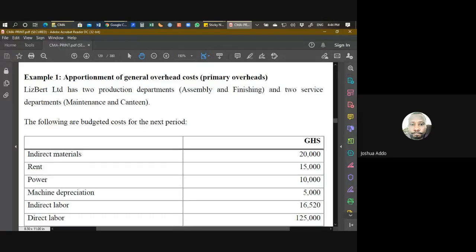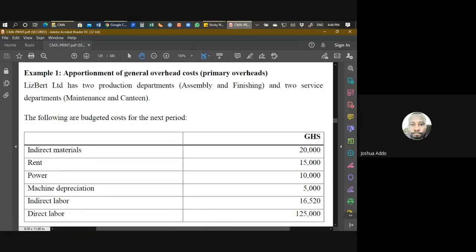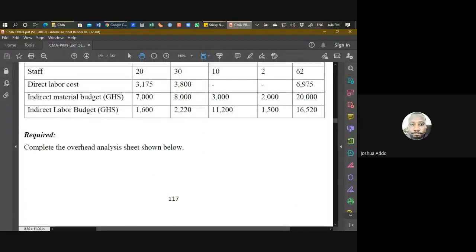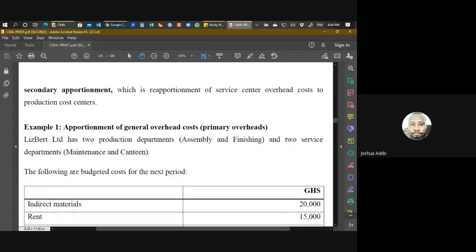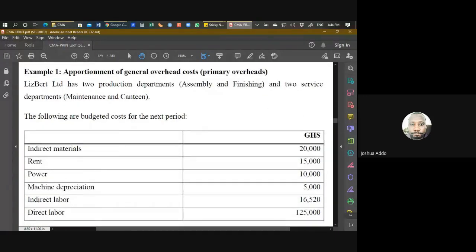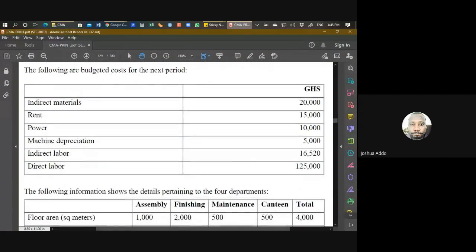So let's try to take this simple example. It is in your textbook, page 117, if you're using the new text. You can open your text and follow up. Lisbeth Limited has 2 production departments, assembly and finishing, and 2 service departments, maintenance and canteen. The following are budgeted costs for the next period. Indirect material costs, 20,000 Ghana cedis, rent 15,000, power 10,000, machine depreciation 5,000, indirect labor 16,520, direct labor 125,000.